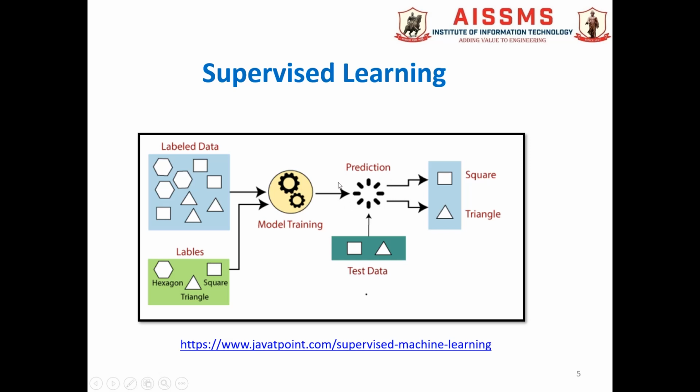Now that model can be used for prediction for the data points which it has not seen while training. So this we can call test data or unseen data. When this figure, this unlabeled data, is given as an input to the system, it should be able to predict whether it belongs to square or triangle. So that is supervised learning.